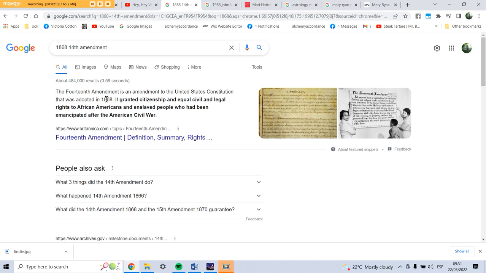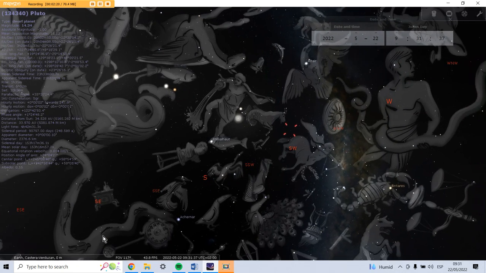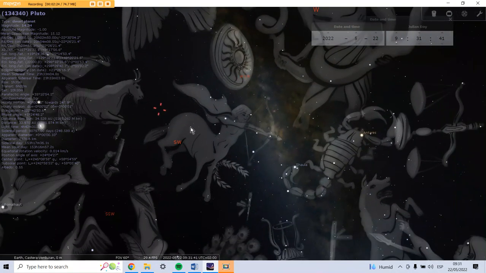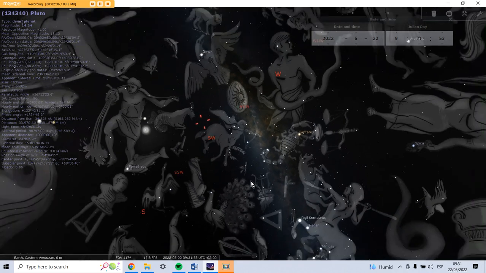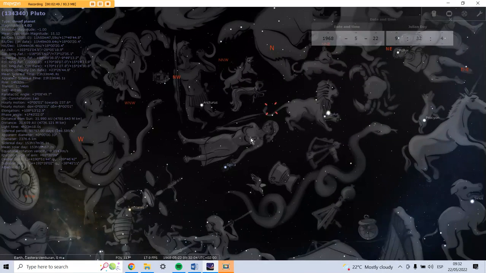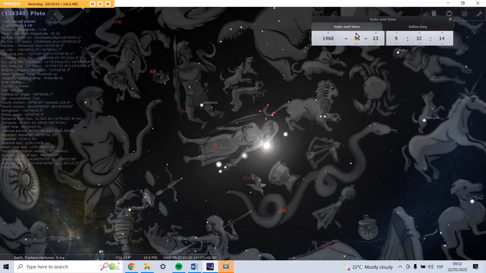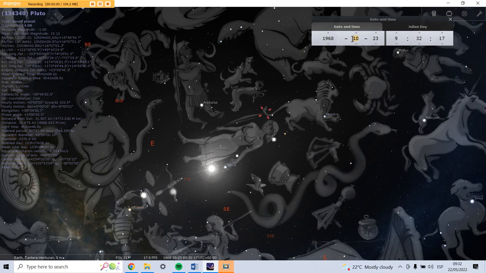So the 14th Amendment was in 1868, and in 1968, let's find Pluto. Pluto right now is in his last retrograde before moving into high cardinal Capricorn, which is the 10th house. At the moment, what they're worried about is 1968. In 1968, Pluto was just entering into Virgo. Let's get Virgo. Right there, he's entered into Virgo on the 10th. In the 10th month, he's entered into Virgo.